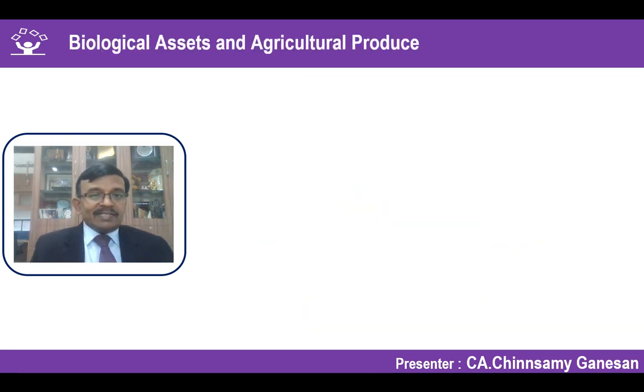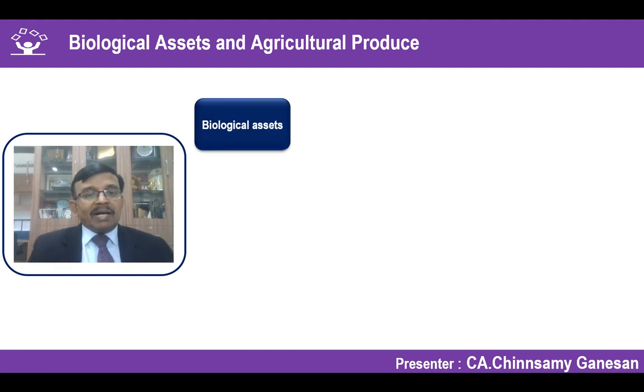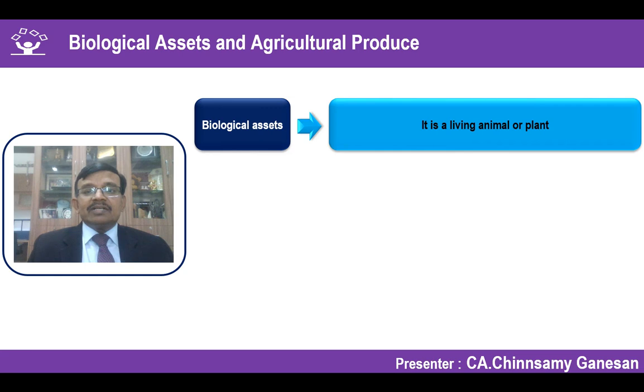Let us understand biological asset. Let us understand what is agricultural produce. Biological asset means a living animal or a plant. When I am saying living animal, it can be a cattle, it can be a poultry, it can be even a pig farm, whatever is a living animal, or it is a plant.